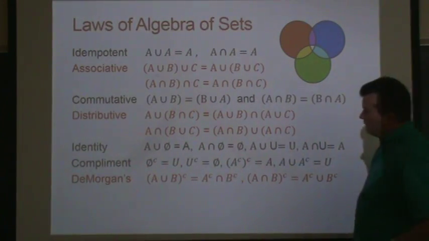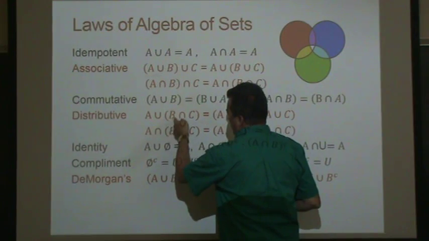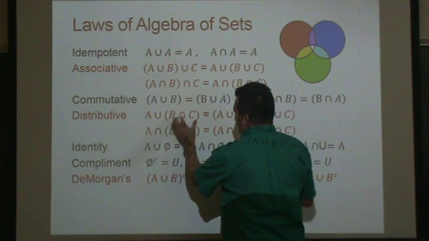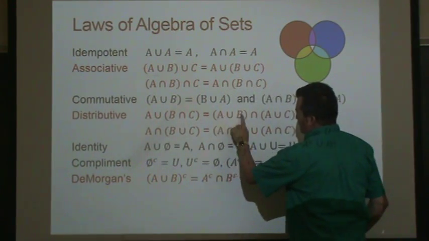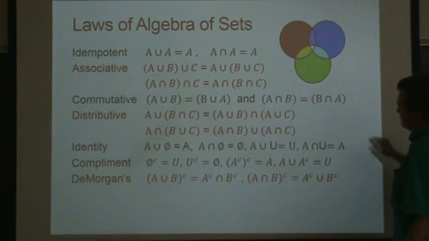The distributive law is saying if you have an operation, if you say A union the intersection of B and C, you could break these apart and say it's A union B intersecting with A union C. And that kind of shows up in this picture.